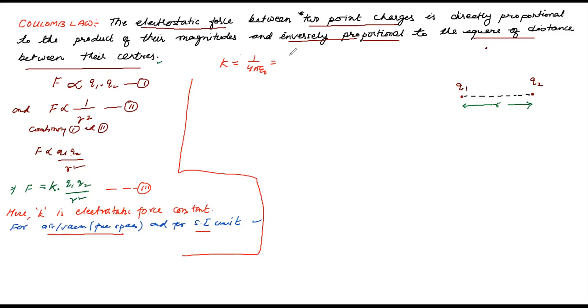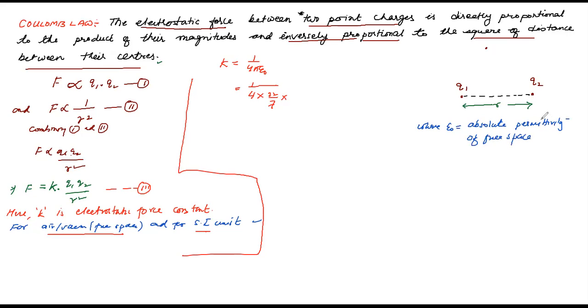Now let me try to find out the value of K. Let me write it over here to get more space: 1 by 4, and I'm taking the pi value as 22 by 7. Now, what is epsilon naught here? This is also important. Epsilon naught is called the absolute permittivity of free space. Remember, it's absolute permittivity of free space.